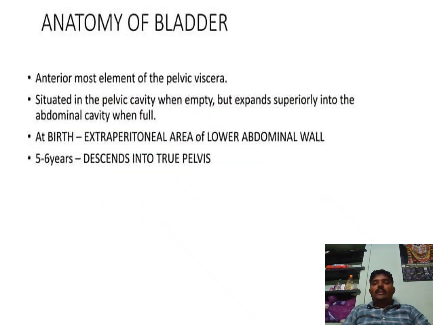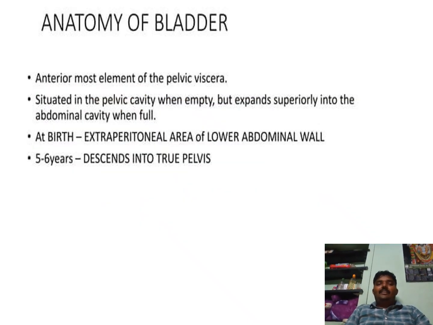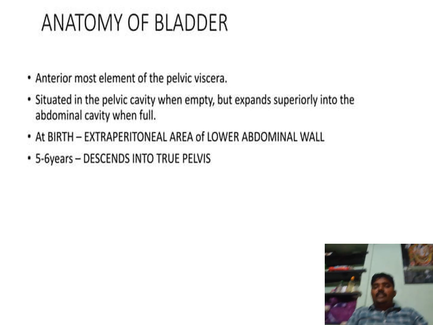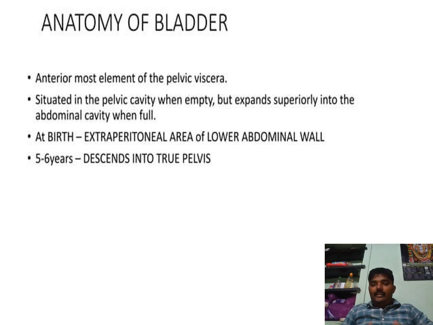Next we'll see about anatomy of the bladder. The anterior structure is mainly for the pelvic viscera, the pelvic visceral cavity. It is situated in the pelvic cavity when empty but expands superiorly into the abdominal wall. At birth, it is in the extraperitoneal area of the lower abdominal wall. At 5 to 6 years, it descends into the true pelvis.